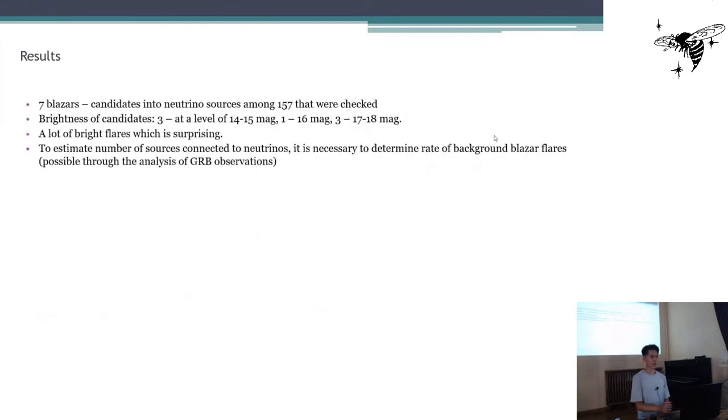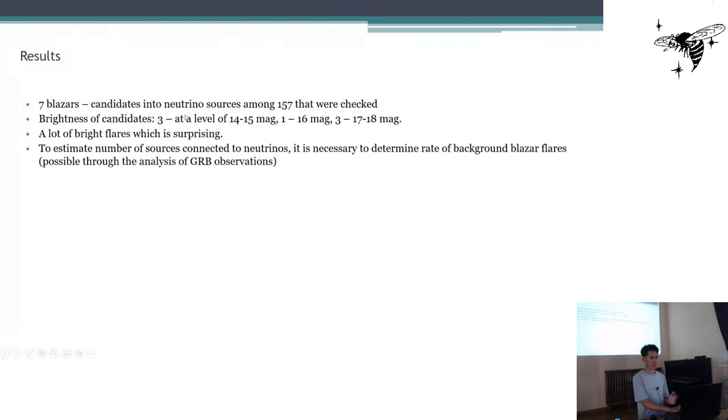So, we have found seven blazar candidates to high energy sources among the 157 that we checked. Brightness of these candidates was as follows. Three had brightness at the level of 14-15 magnitude, one at the level of 16 magnitude, and three at the level of 16, 17, and 18 magnitude. This brightness is not corrected for the galactic extinction.